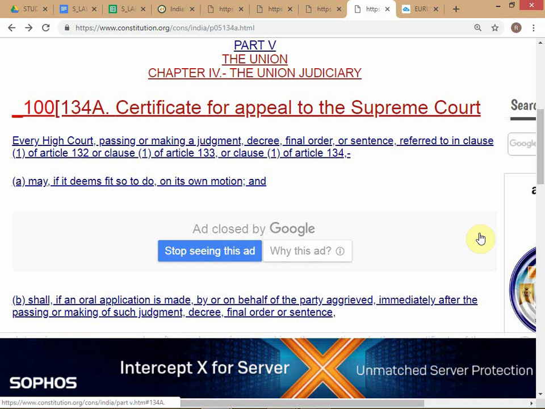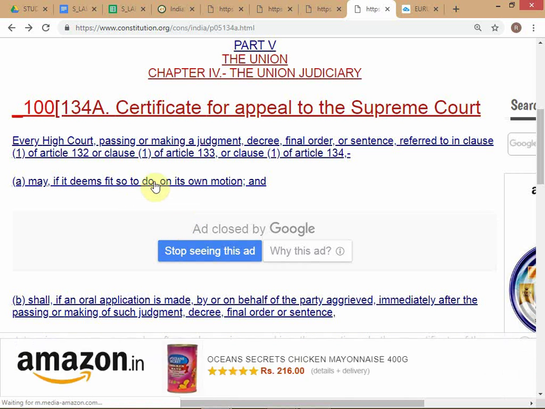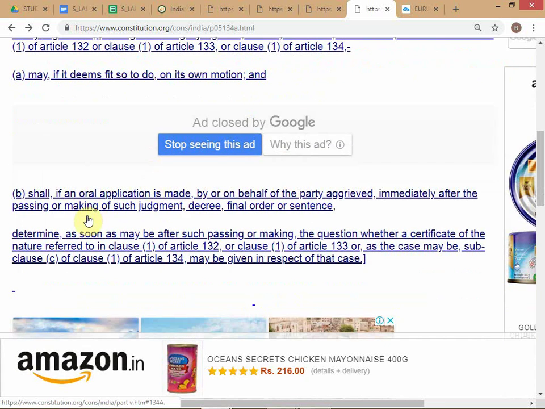So 134A is a general provision that gives the power to the High Court to refer under 132, 133 or 134 depending on the category of the case, and make a reference to the Supreme Court. Is this clear? Okay. So yeah, the High Court can do so on its own. Otherwise, if the High Court is not doing so on its own, then your advocate, if you've lost the case in the High Court, should make an oral application immediately after the passing of the judgment, which means you can't waste time.